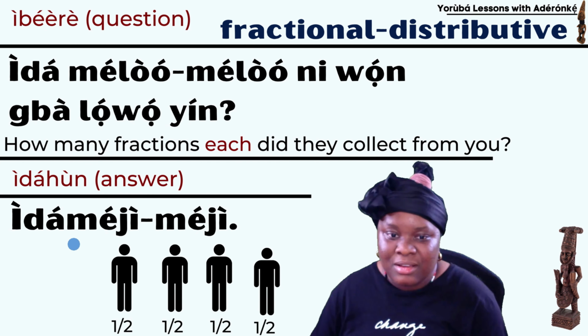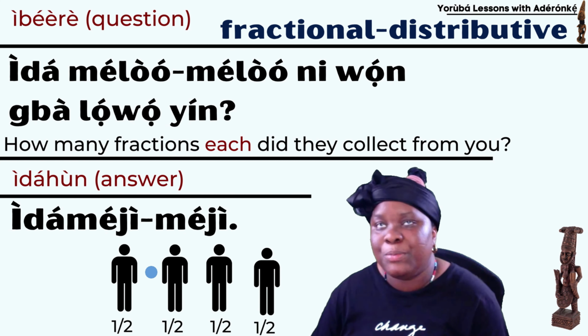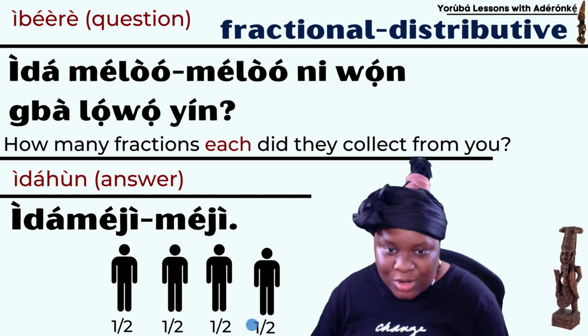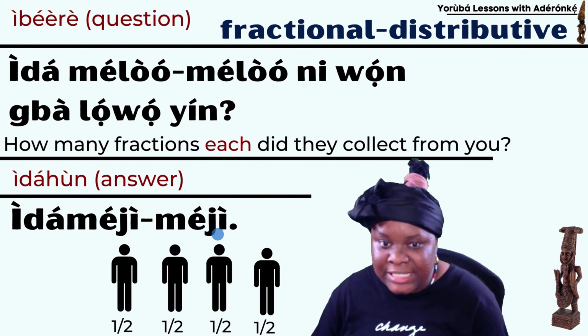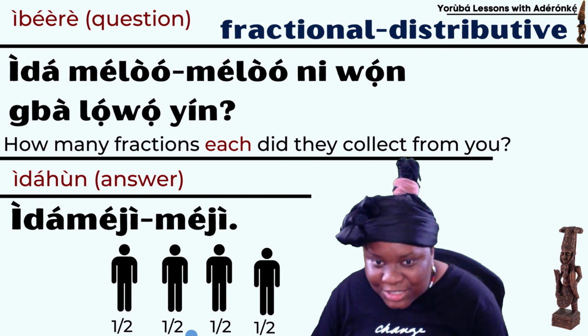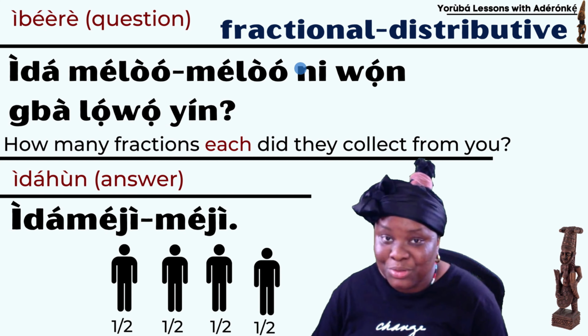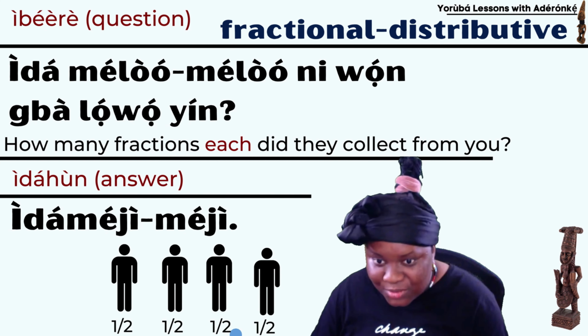The answer, if they collected off each, let's say there are 3 people or 2 people, if they collected off each, ìdá méjì méjì. Ìdá méjì méjì off each is what they collected from us. That's fractional distributive. Off each.